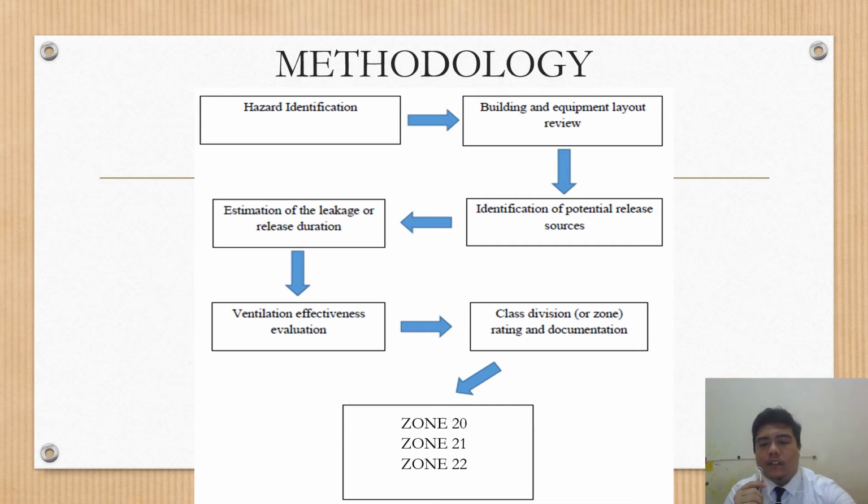Next, identification of potential release sources. This section is necessary to conduct as it gives a review to identify potential release sources in the certain equipment or layout of the plant. It is easier to verify the opportunity to eliminate or reduce them as much as possible.